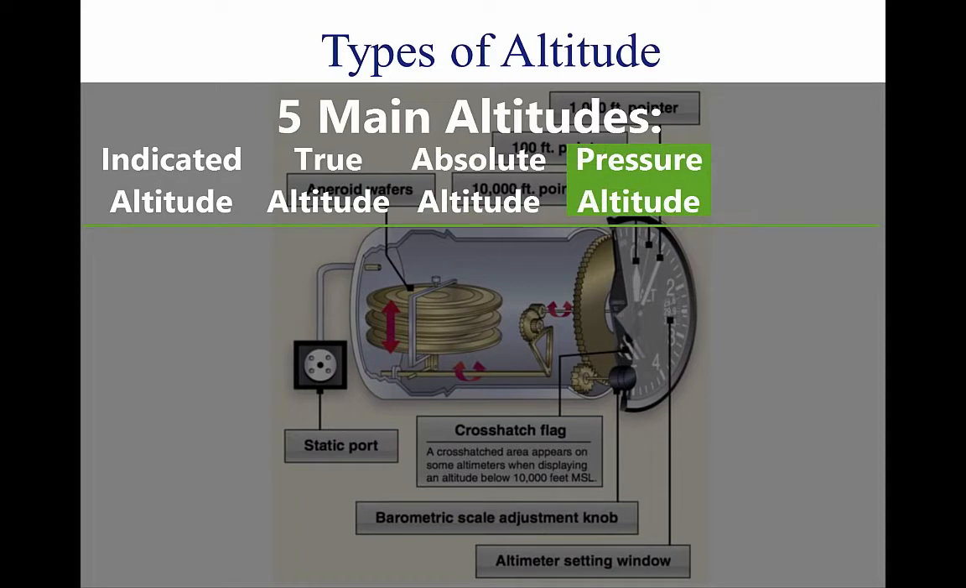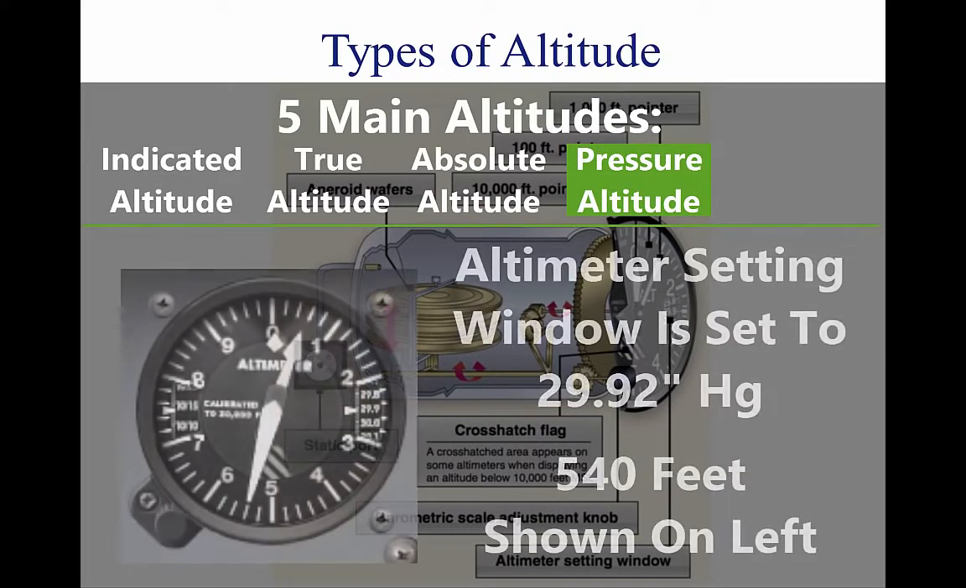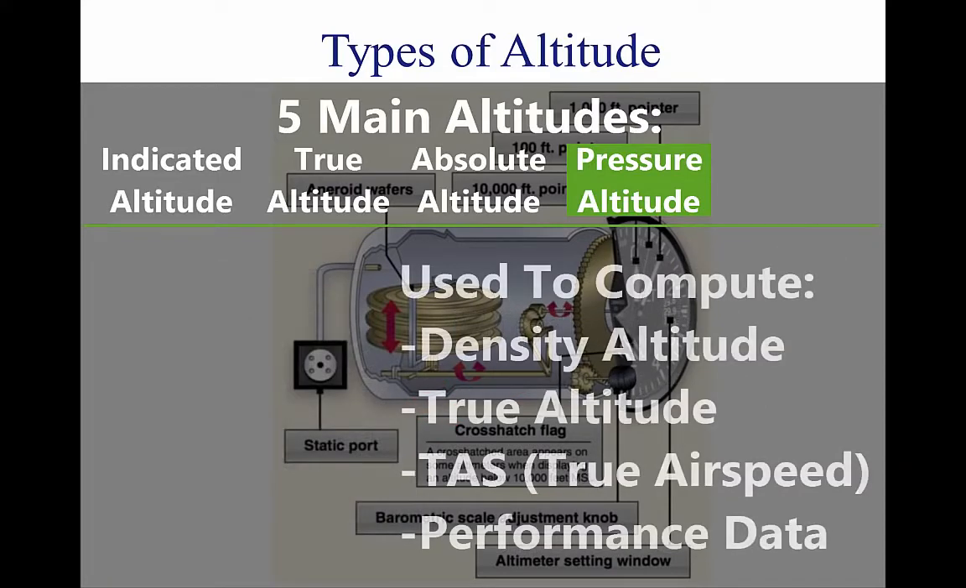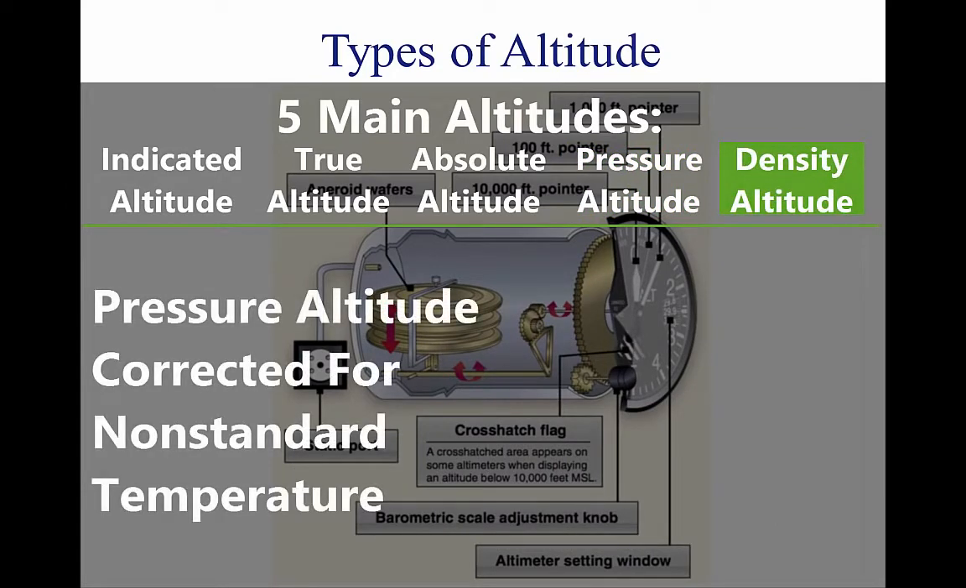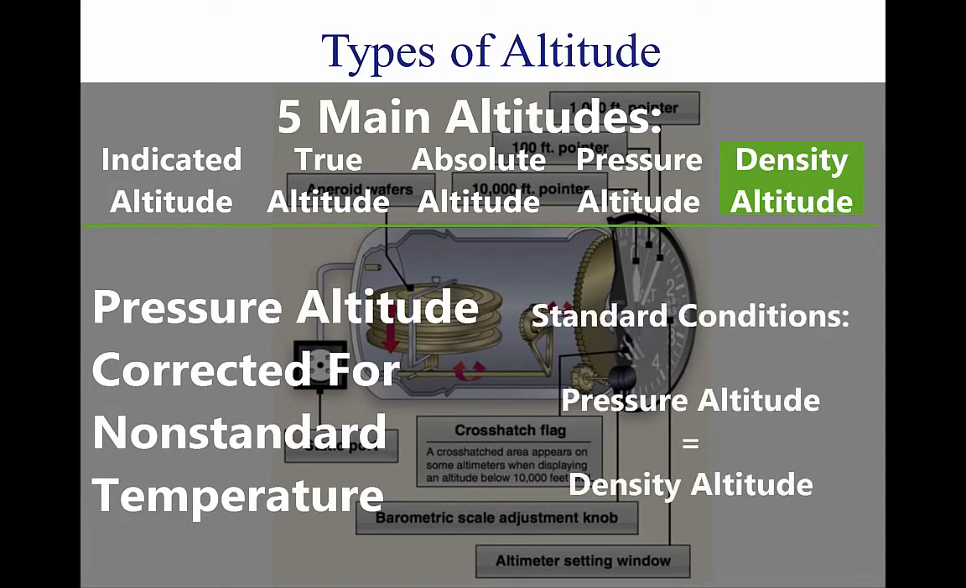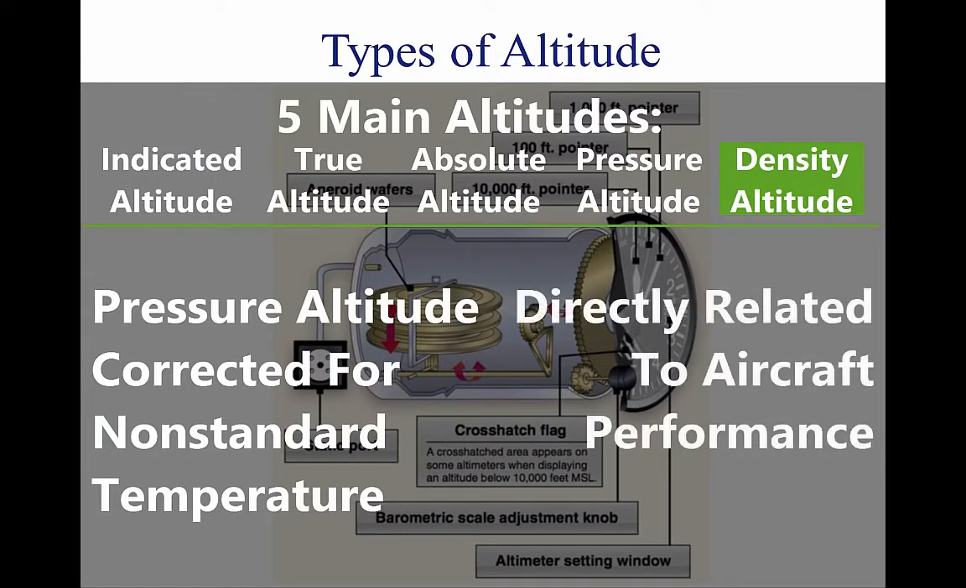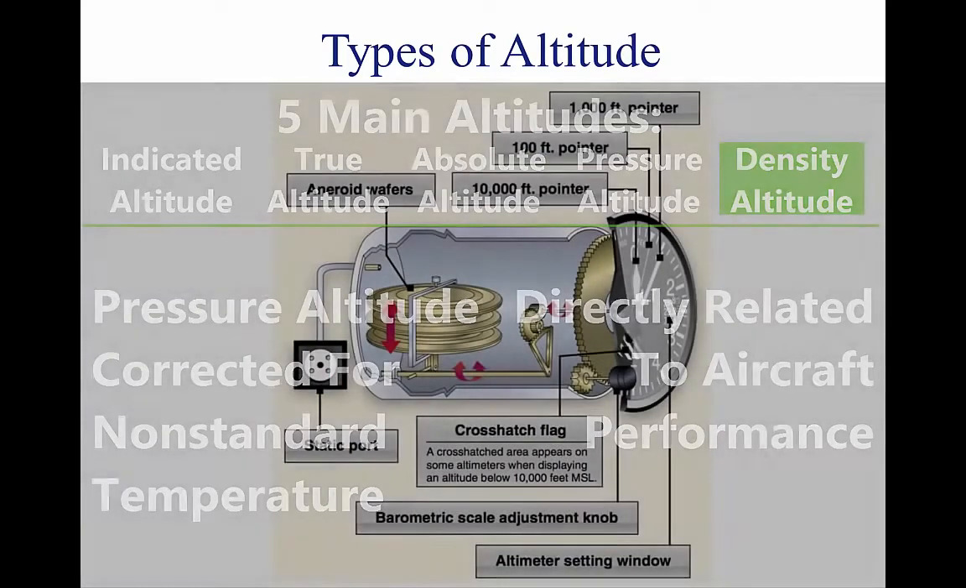4. Pressure altitude. The altitude indicated when the altimeter setting window, barometric scale, is adjusted to 29.92 inches. Pressure altitude is used to compute density altitude, true airspeed, TAS, and other performance data. 5. Density altitude. Pressure altitude corrected for variations from standard temperature. When conditions are standard, pressure altitude and density altitude are the same. This is an important altitude because it is directly related to the aircraft's performance.